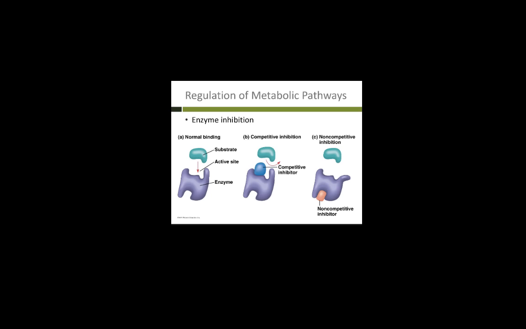There's a couple of different ways that we can inhibit enzymes. One is competitive inhibition. This is when an inhibitor binds to the active site of the enzyme and basically blocks the substrate from binding there. The competitive inhibitor usually has to have a somewhat similar shape to the substrate because it can fit into that active site. Non-competitive inhibition is when an inhibitor binds somewhere else on the enzyme and it changes the active site enough that it can no longer bind the substrate.